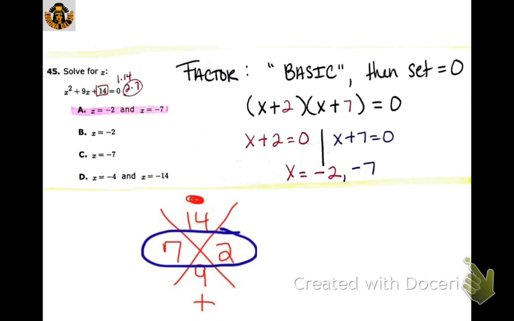This is the easier kind of factoring. We're looking for two numbers that multiply to be 14 and add up to be 9. So 7 and 2 work, and then set them equal to 0 to get your answers.